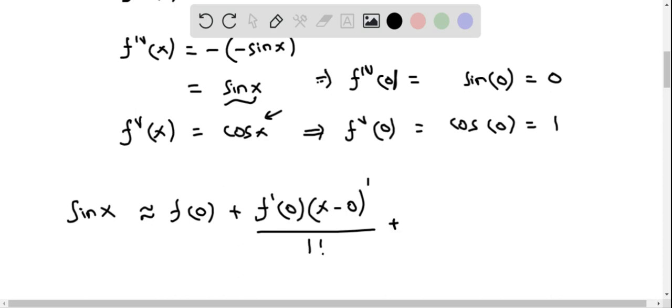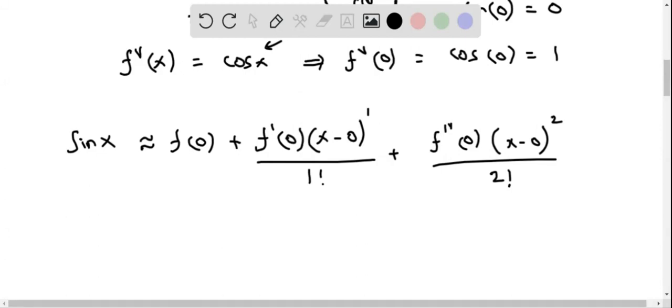We then write the third term, that is f double prime of 0 times (x minus 0) raised to the power of 2 divided by 2 factorial. We write three more terms, that is f third derivative of 0 times (x minus 0) raised to the power of 3 divided by 3 factorial.